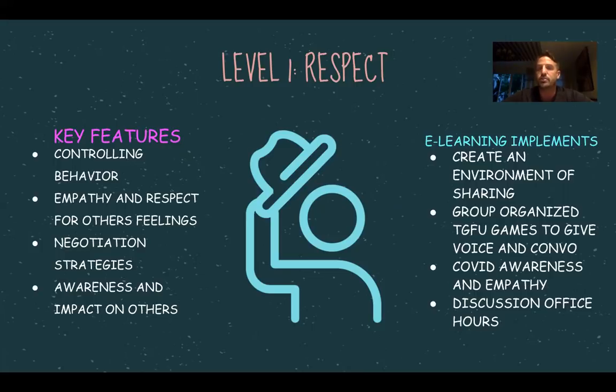So I talked about TGFU before, and you can definitely combine TPSR and TGFU. So if you do group organized TGFU games with the class, you can do breakouts or whatever. This is gonna give voice and conversation to your students. As I said earlier, when you're working on tactical awareness or decision-making, teams or groups are coming together and coming up with ideas to make the game more challenging, to make it easier, to switch it up, to make it more enjoyable and more fun. And this is really, I found, a point where you may have some shy students.